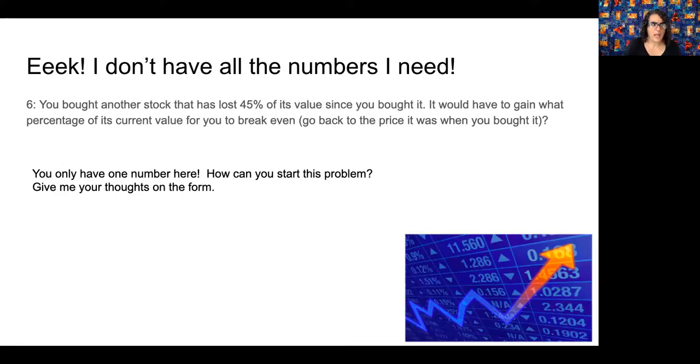Sometimes you might be looking at these problems and think, I don't have all the numbers that I need. How on earth can I do this? So number 6 said, you bought another stock that has lost 45% of its value since you bought it. You would have to gain what percentage of its current value for you to break even? Go back to the price it was when you bought it. You're like, I only have one number here. What am I supposed to do? So give me your thoughts on the form for how you would do anything on this problem.